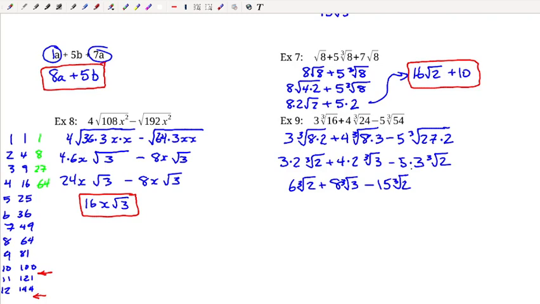And now I look to see if I can combine any like terms. So in this case, I have a cube root of 2 here and a cube root of 2 here, so I can combine those. 6 minus 15 would be negative 9 cube root of 2. And the 8 cube root of 3, the cube root of 3 is not a like term, so it just stays the way it is, cube root of 3. And that's it. You found the answer.